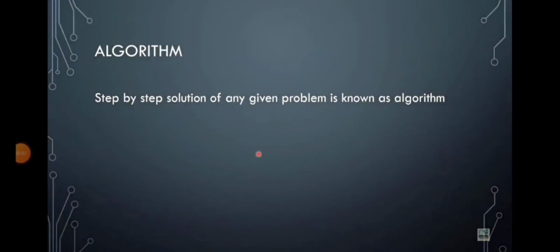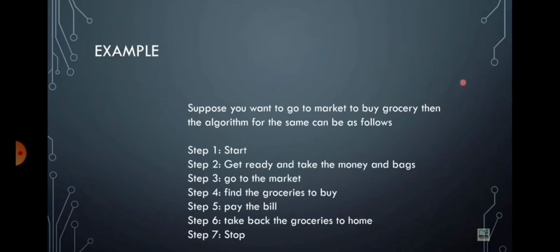Now I can give you one more example of an algorithm. Let's suppose you want to go to the market to buy grocery, then the algorithm for the same can be as follows. Step number 1 would be start. Step number 2, get ready and take the money and bags. Step 3, go to the market. Step 4, find the groceries to buy. Step 5, pay the bill. And step 6, take back the groceries to home. And last but not the least is stop. In this way, the algorithms are made, which are nothing but sets of instructions.